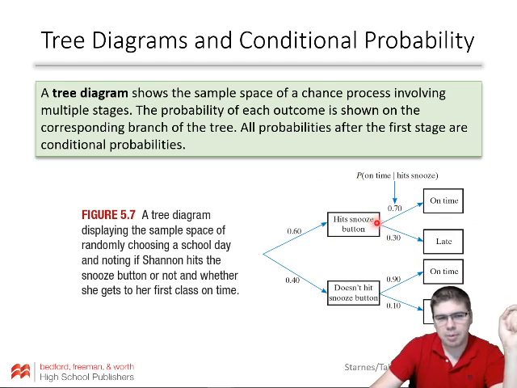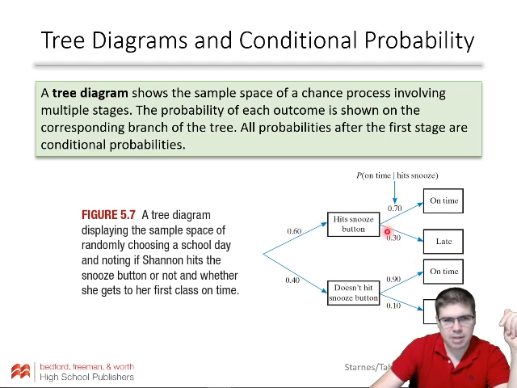So the probability that she is on time, given that she hit the snooze button, is 70%. And so that's a 30% chance she's late. Notice those add up to 1. Notice that down here we also have another on time. This is the same outcome, but it's given this other conditional. She has a 90% chance of being on time if she doesn't hit the snooze button, which makes sense. If you wake up earlier, you're more likely to be on time.